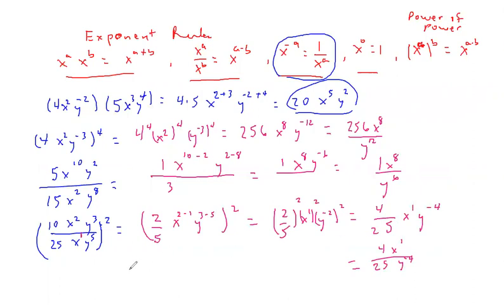Finally, let's look at one more problem really quickly before I run out of time. What if that was to the negative 2? What would you do there? Usually you get 1y to the 6th over 16x to the 4th. Okay, well that's all for this time.